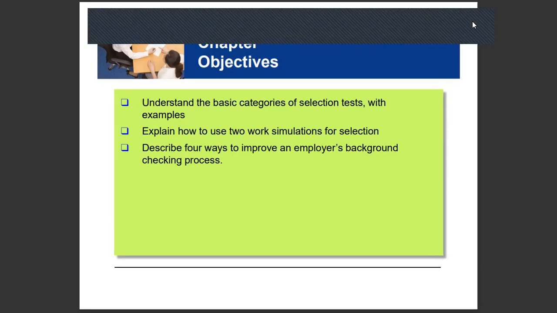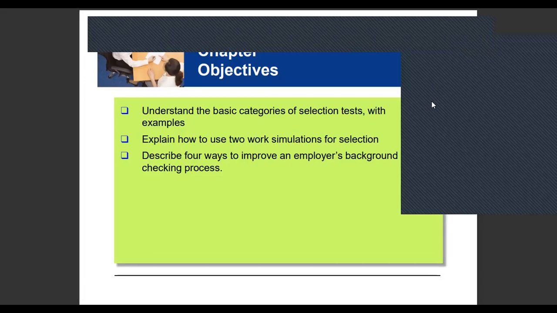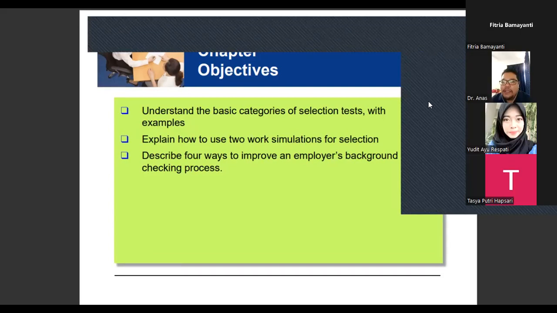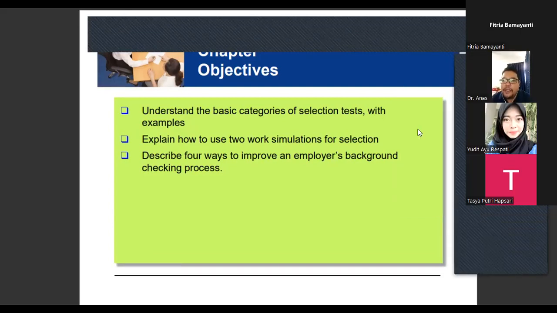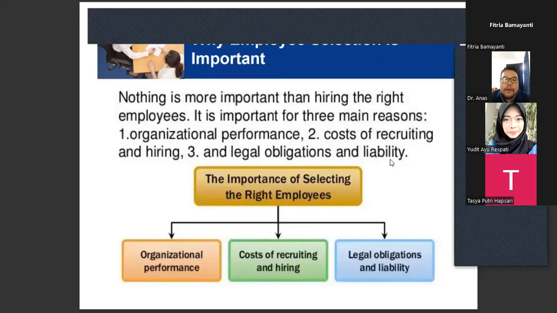So we continue. The next slide is why employee selection is so important. Before that is the requirement. Last week I discussed with you the employee requirement. So from the requirement, after that we go to selection. Next slide.